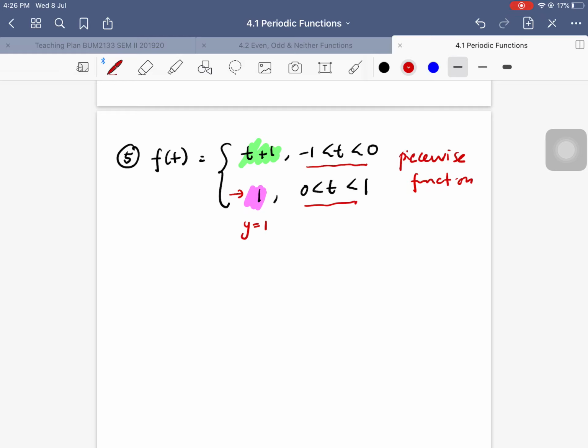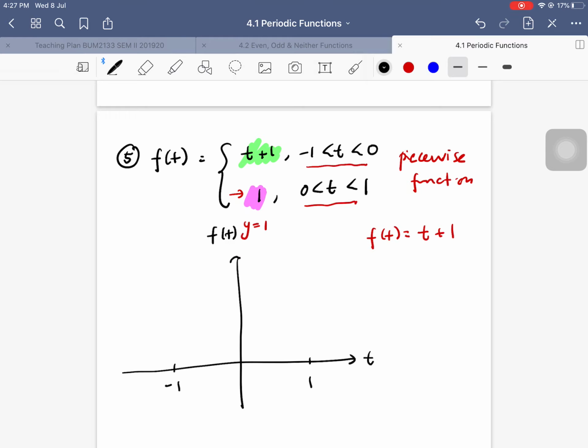But for this case, let me put over here, for f of t is equal t plus 1. Now let's start to find values of that. But before that, let me put the axis first. It's going to be from -1 until 0 and 0 until 1. So that's how our graph is going to start and end. And of course, this is going to be f of t, and on this side, I'm using variable t.